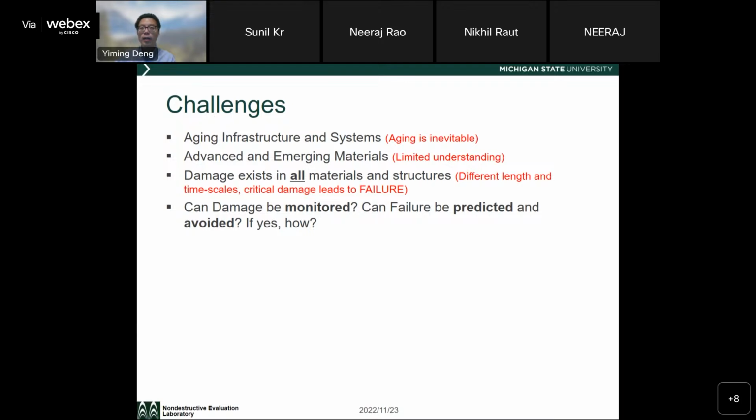And I will quote a famous person, it's not me, it's from Albert Einstein. He said smart people solve problems, genius avoids problems, right? So how can we do it?